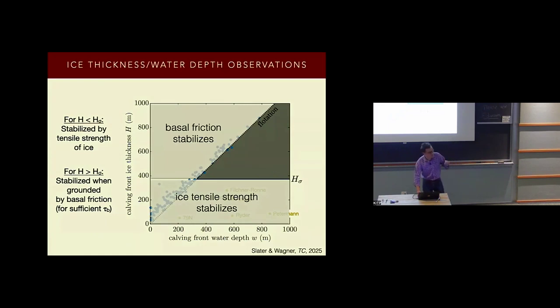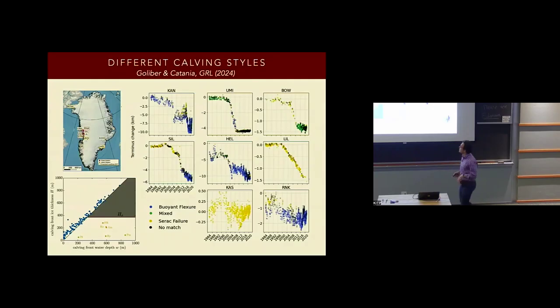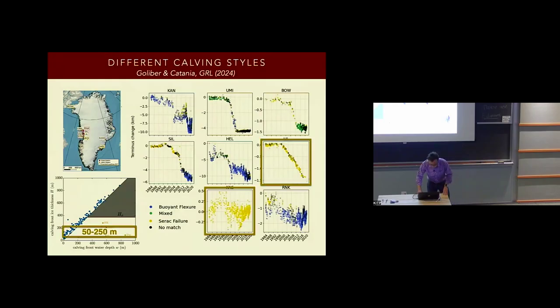And just to finish, looking back at Gulliver and Catania, what's really cool here, so here's my plot of the different ice thicknesses. If I look at the different types of calving modes that we have here, I can classify them according to my scheme. So between 50 and 250 meters, we would not expect full depth calving. We would only expect calving from vertical stresses. Okay, and I should have clarified this in the beginning, right? We do not account for vertical stresses and serac failure.